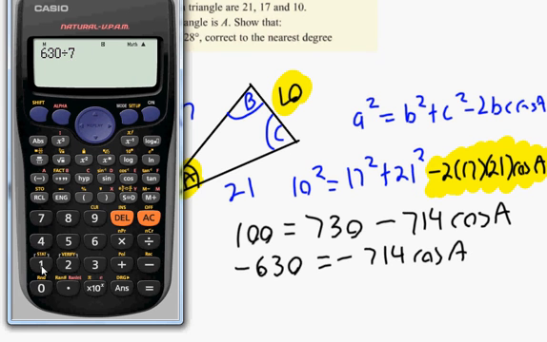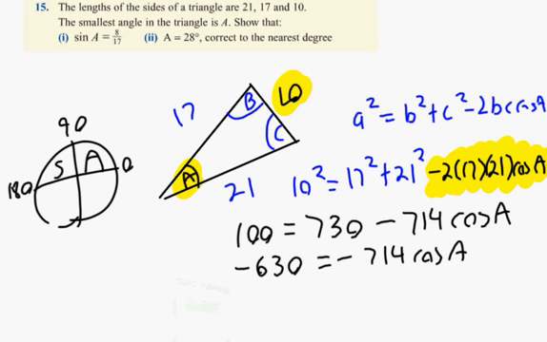Wait, can you bring it out? I thought it was stuck. The 714 is multiply on the right, which makes it divide on the left. So minus 630 divided by minus 714. Yeah, same thing, 15 over 17.